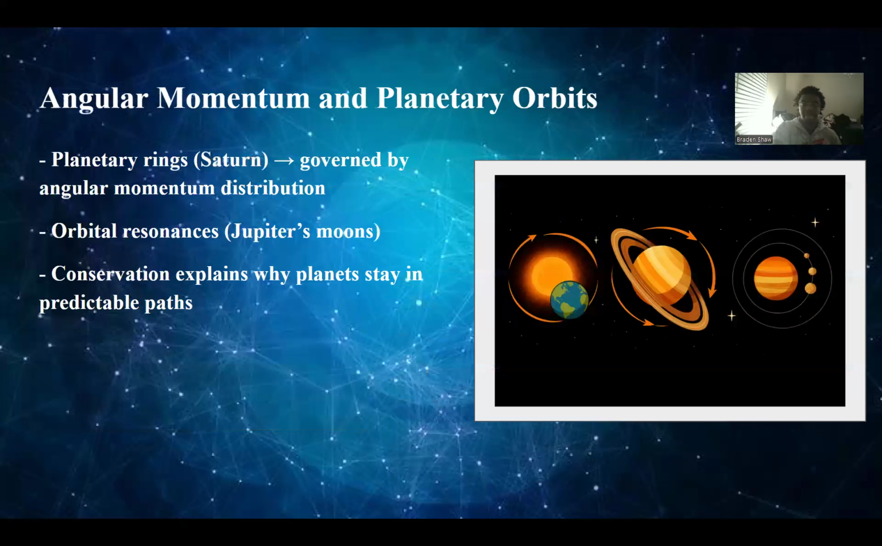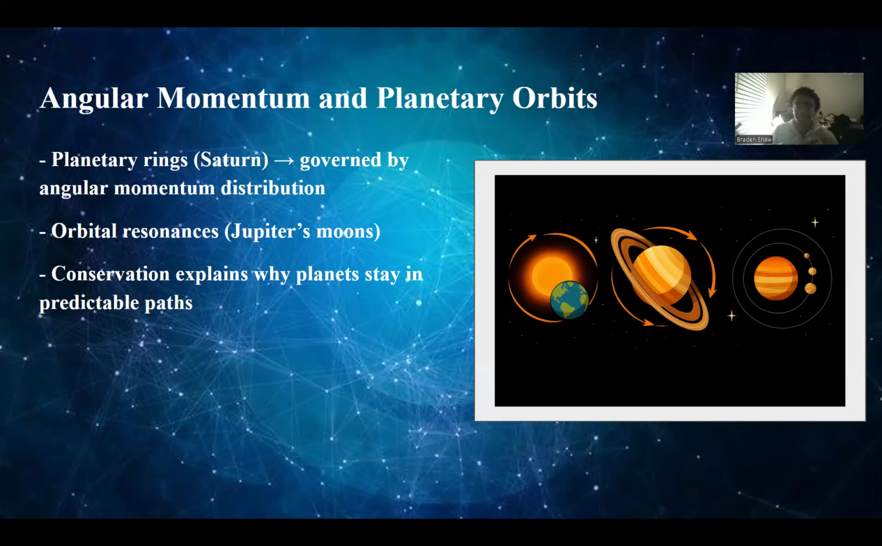And for the next slide, angular momentum and planetary orbits. Angular momentum can also play a major role in planetary orbits. For example, Saturn's rings are shaped and maintained by the distribution of angular momentum within the rings' particles. Orbital resonance in Jupiter's moons, like the famous 1:2:4 resonance between Io, Europa, and Ganymede, sorry if I butchered that, are also governed by angular momentum interactions.